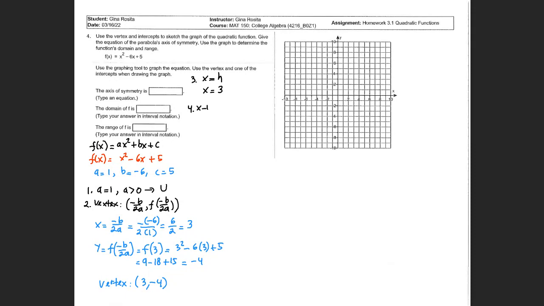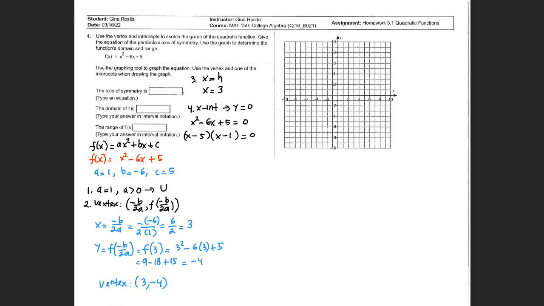Find the x-intercepts. It means y equals 0, so just plug in. So x squared minus 6x plus 5 equals 0. Factor. This is x, this is x. Now we need the product to be 5 and the sum to be negative 6, so it will become 5 and 1. Don't forget about factoring.